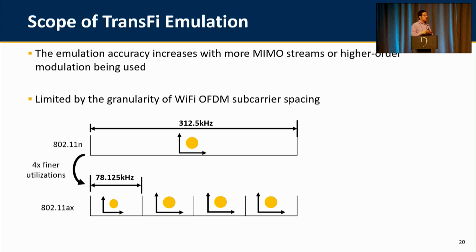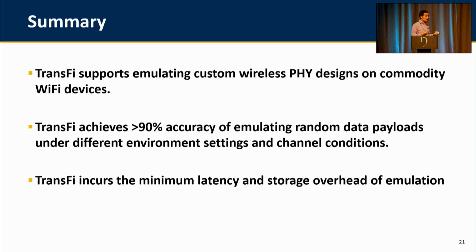So for example, in the currently used commodity Wi-Fi, for most of the Wi-Fi systems, the subcarrier spacing is around hundreds of kilohertz, but in some newly developed Wi-Fi standards, such as Wi-Fi 6, they further reduce this spacing to 25% of the original. Then if you have a finer spacing, we will be able to achieve higher accuracy. So to summarize, TransFi is trying to develop a software technique to achieve much better fine-grained emulation accuracy, and we have evaluated that this can be used to emulate different types of time domain and frequency domain signals.